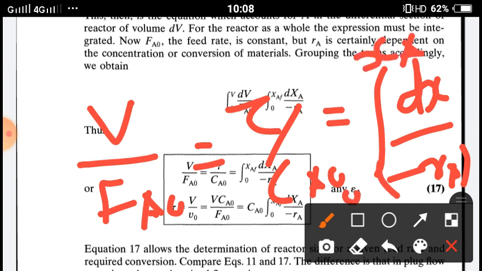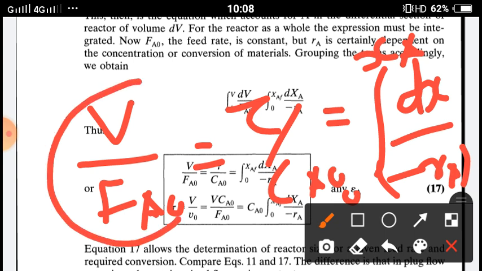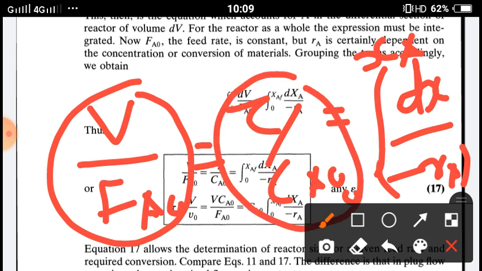Over here we will use V by Fa naught when the case is about the CVRS and VVRS, but we cannot take tau out partially in between, and we will use tau by Ca naught directly when the case is a CVRS.